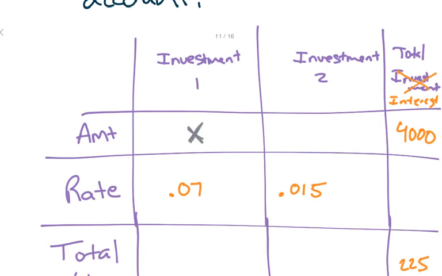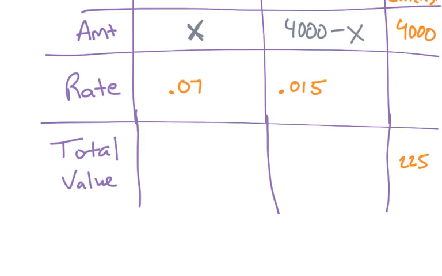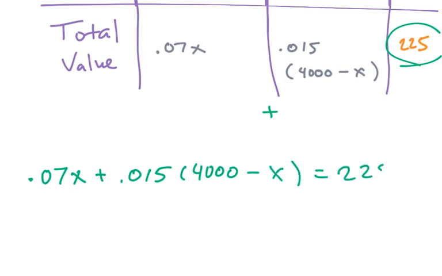So, but again, if this is x, this is going to be 4,000 minus x. And so we said going down we multiply. So this would be 0.07x. This will be 0.015 times the quantity 4,000 minus x. And just like the other problem, we add these two together. It should give me 225. So we're left with 0.07x plus 0.015 times 4,000 minus x, and this should give me 225.